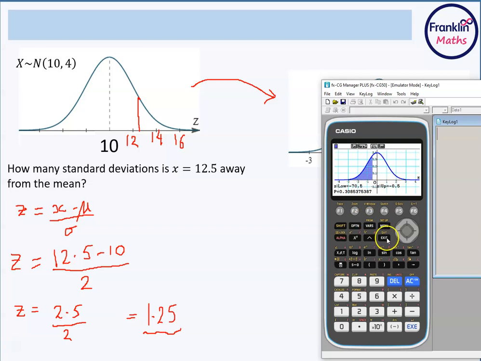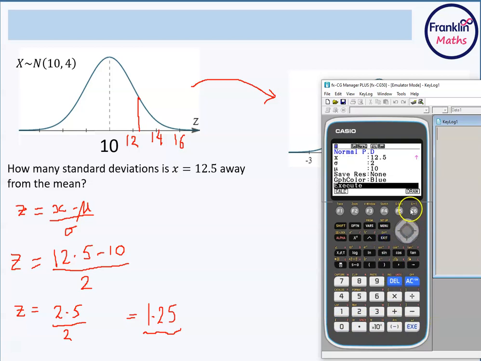So I'll have a look now at that. If I go to, I just press exit there, go to dist, norm. I'm going to press NPD this time, it doesn't really matter. I'm going to go for variable. I'm going to say my x value was 12.5. My sigma was 2. Mu was 10.